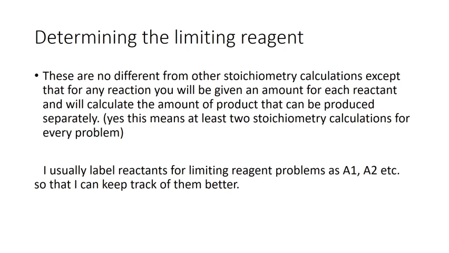Okay, so how you are going to determine your limiting reagent. So we're going to do some stoichiometry. And these are not going to be any different from other stoichiometry calculations, except that when we are finding the limiting reagent, we're going to have to do more than 1 stoichiometry problem to figure out what our limiting reagent is, right? And so just like for regular stoichiometry, when I was labeling things A and B, I'm going to be labeling A and B, except that for limiting reagent problems, there's going to be an A1 and an A2 at least, so that I can keep track of them.